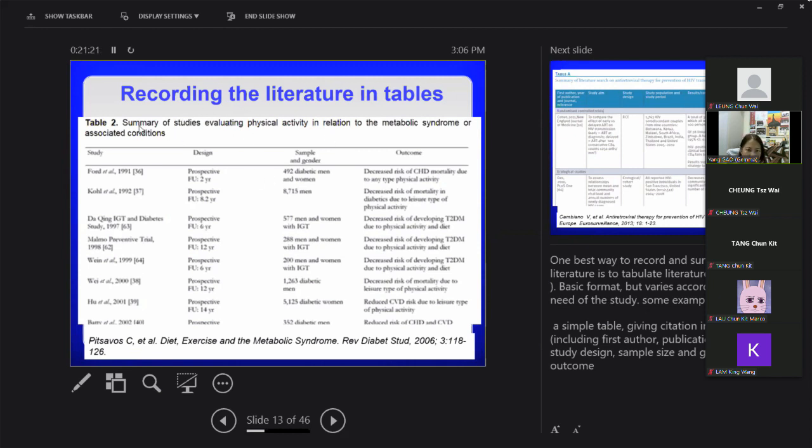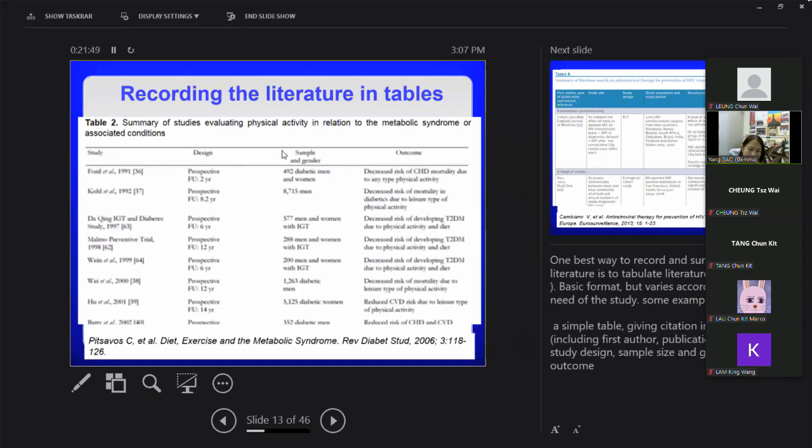So this one is a summary of the studies evaluating the physical activity effects on the metabolic syndrome and the associated conditions. This is one of the basic forms of the tables. It included the study, usually the reference, which information can guide you to that article.